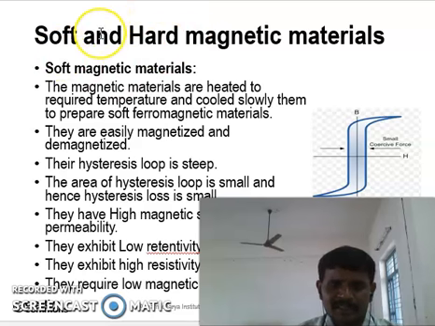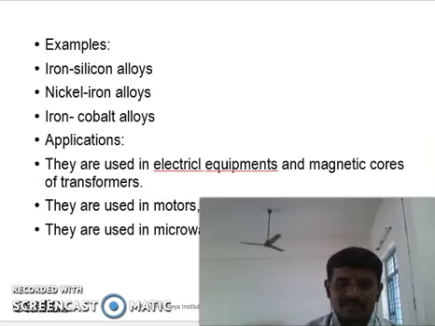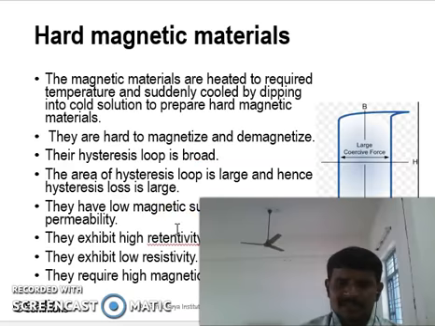This is the soft magnetic material. The magnetic materials which have less hysteresis loss are called soft magnetic materials. Examples are iron, silicon alloys, nickel iron alloys and iron cobalt alloys. The applications of soft magnetic materials: they are used in electrical equipment and the magnetic core of transformers. They are used in motors and sensors. They are used in microwave isolators.